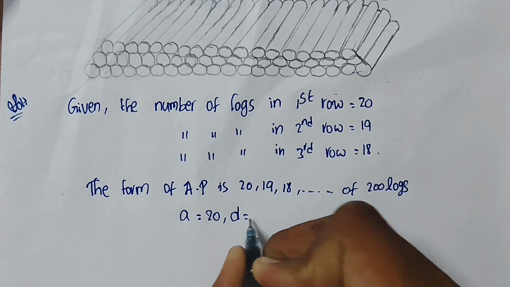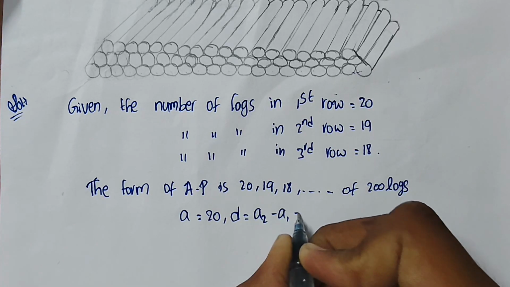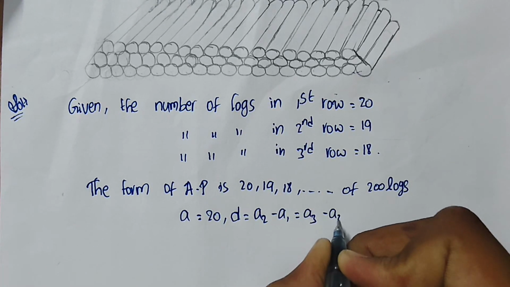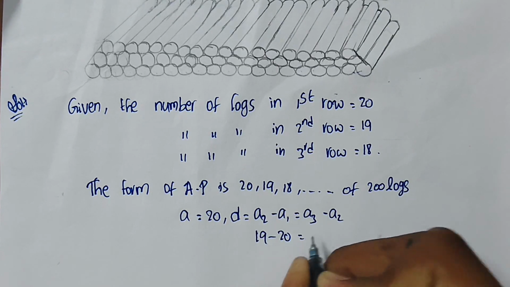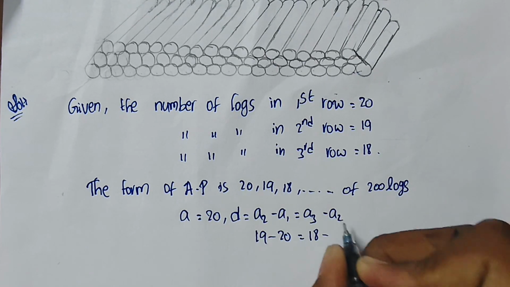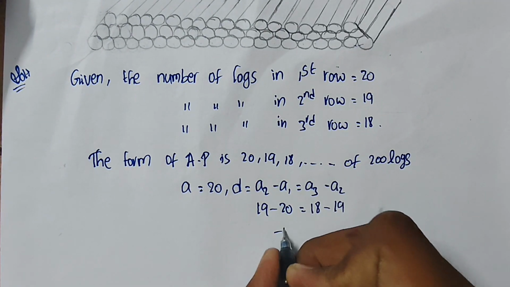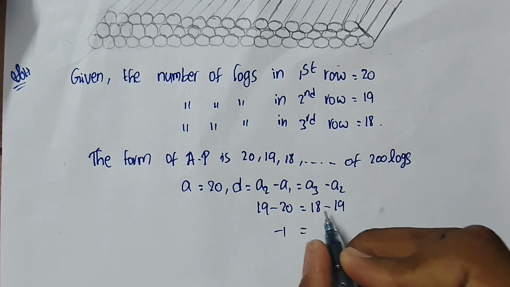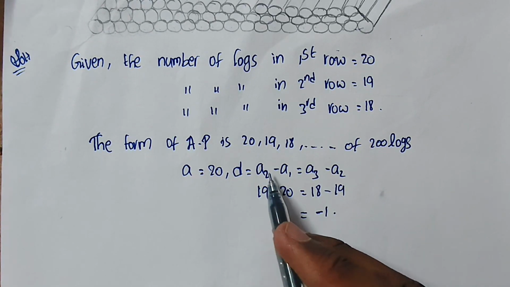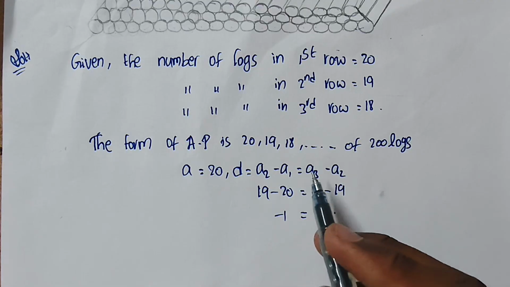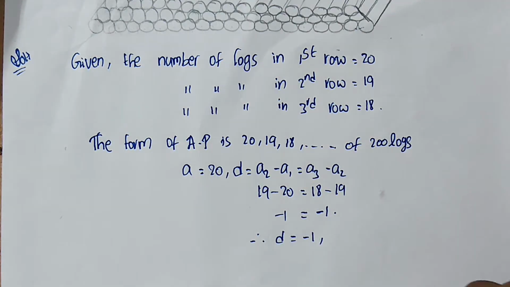After, d is equal to a2 minus a1, which will be equal to a3 minus a2. The value of a2 is 19 minus the value of a1, which is 20, and the value of a3 is 18 minus the value of a2, which is 19. So 19 minus 20 is minus 1, which is equal to 18 minus 19, which means minus 1. So minus 1 is equal to minus 1, meaning a2 minus a1 equals a3 minus a2. So therefore we got the value of d equal to minus 1.